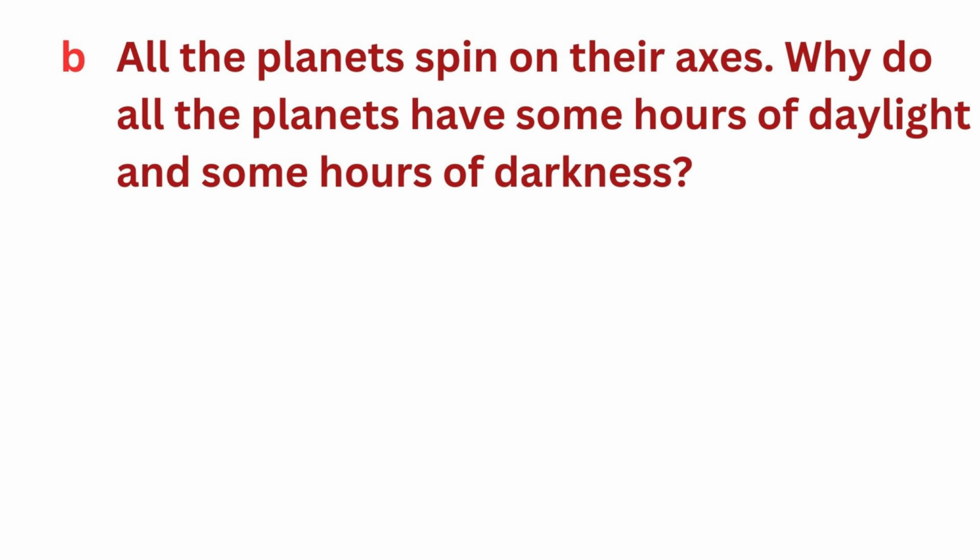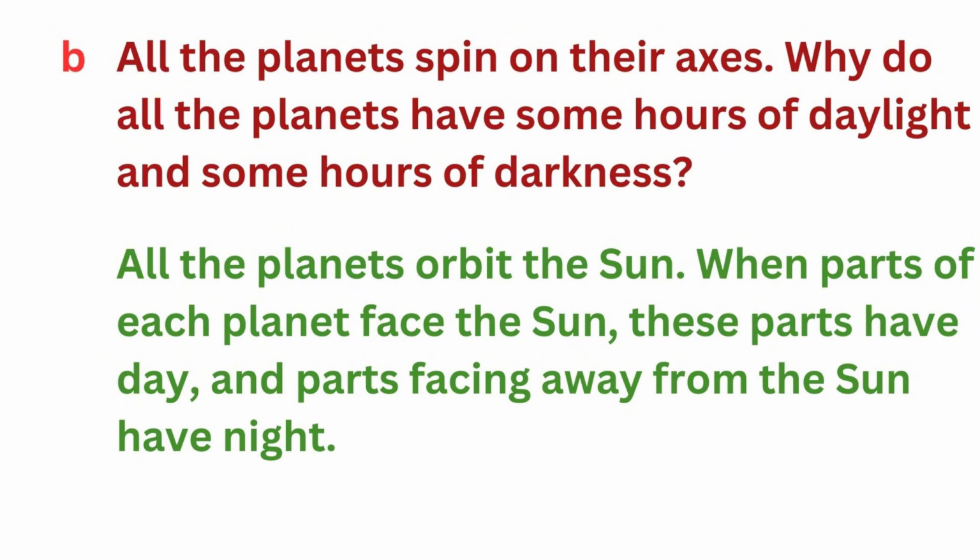B. All the planets spin on their axes. Why do all the planets have some hours of daylight and some hours of darkness? All the planets orbit the sun. When parts of each planet face the sun, these parts have day, and parts facing away from the sun have night.